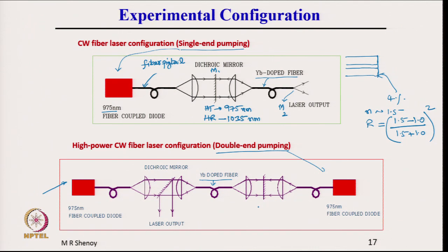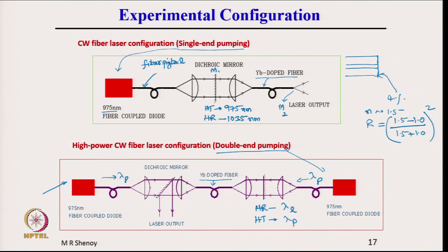This mirror is a dichroic mirror, highly reflecting at the laser wavelength lambda L, and highly transmitting at the pump wavelength lambda P. So, the pump wavelength which is coming from here is lambda P. It is transmitted into the doped fiber to create population inversion, to excite the doped fiber.